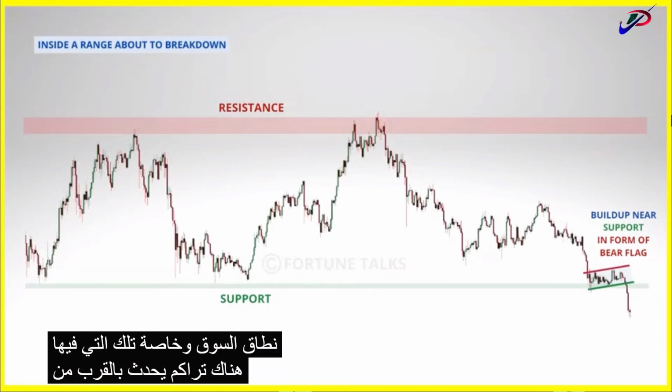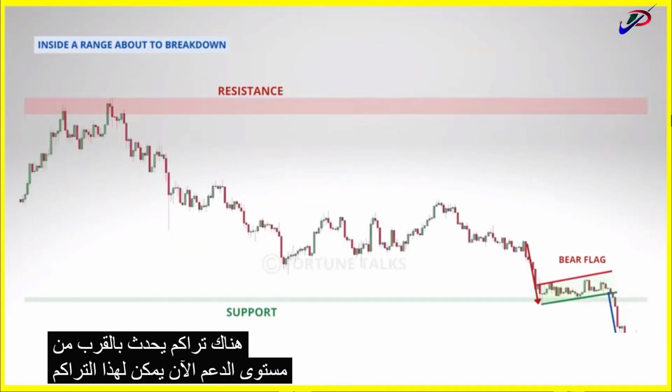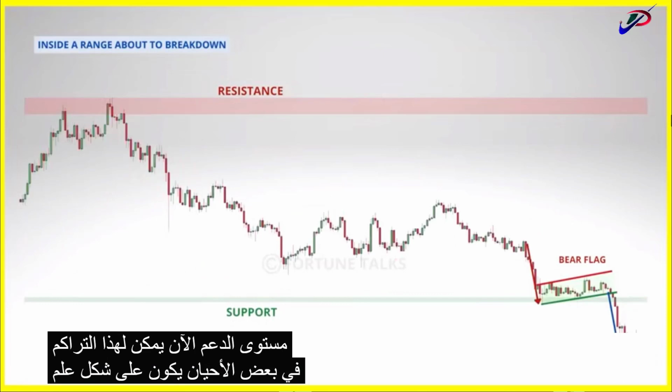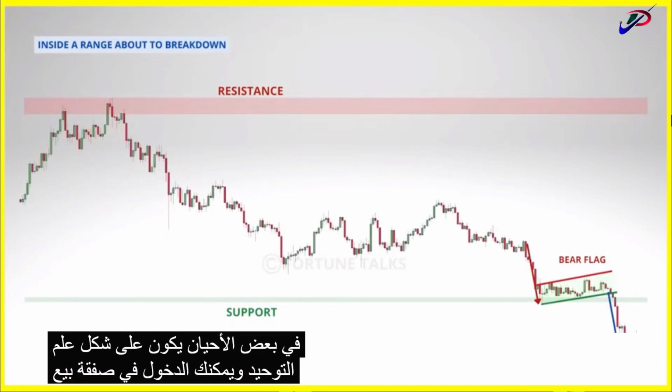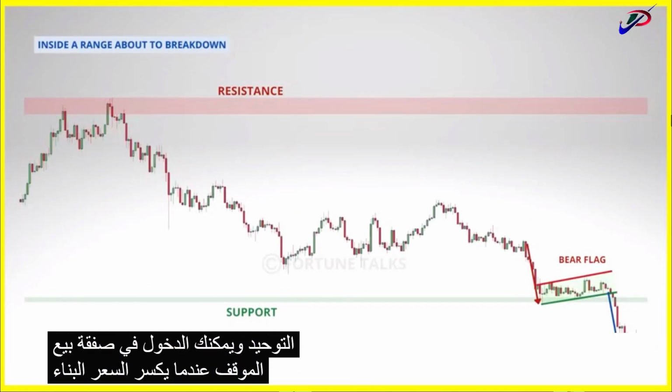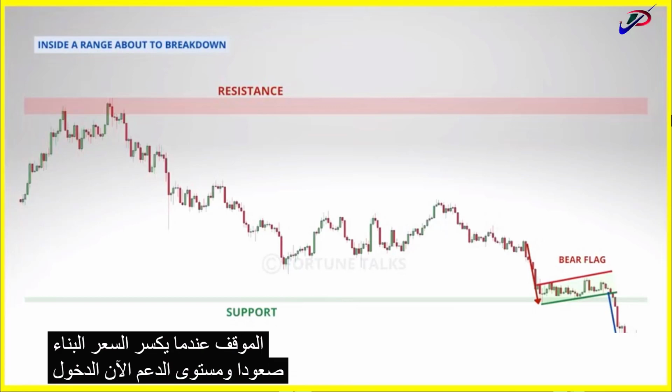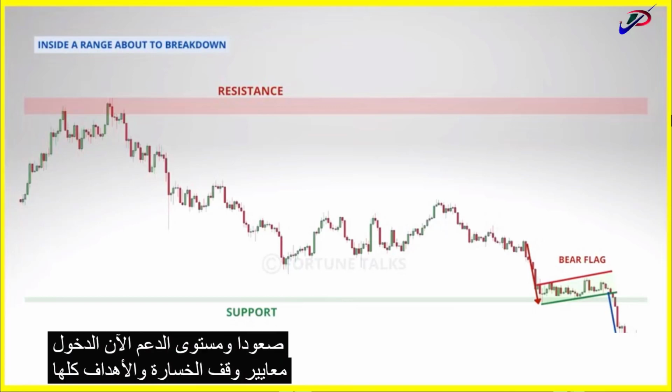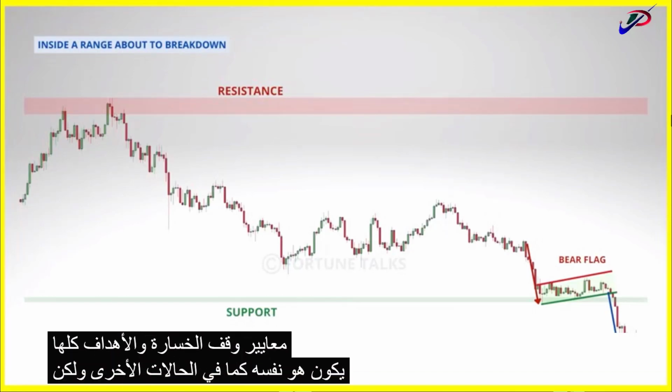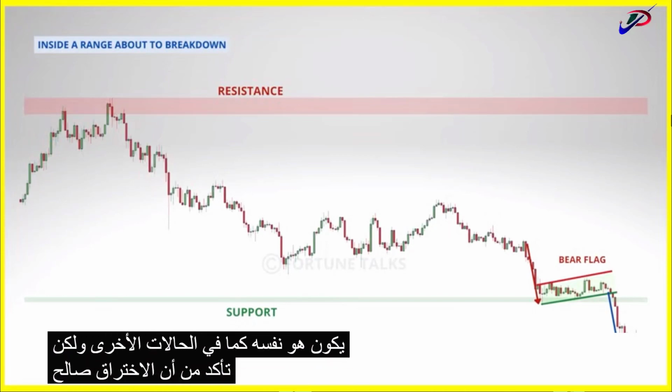Now, yet another occasion to look for bear flags is in a range market, especially those where there is a build-up happening near a support level. Now, this build-up can sometimes be in the form of a flag consolidation, and you can enter a short position when the price breaks the build-up and the support level. Now, the entry criteria, stop loss and targets will all be the same as in the other cases, but make sure that the breakout is a valid one.